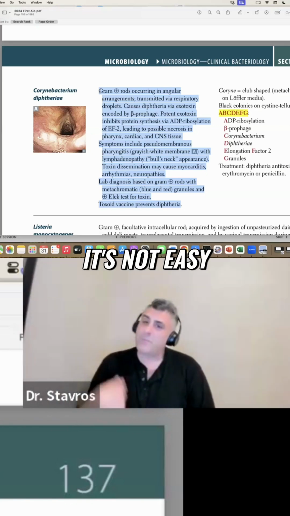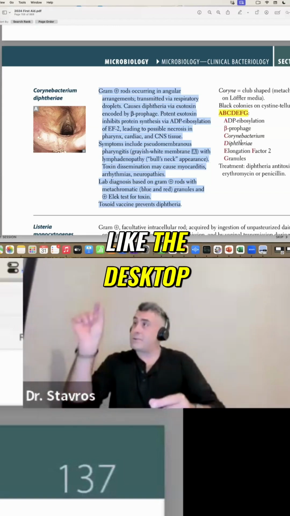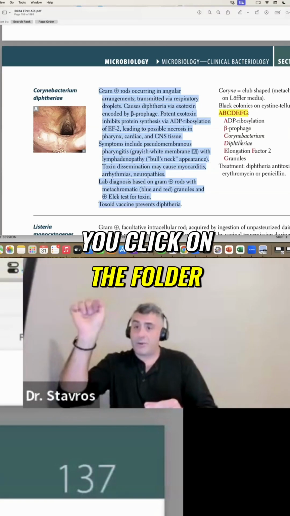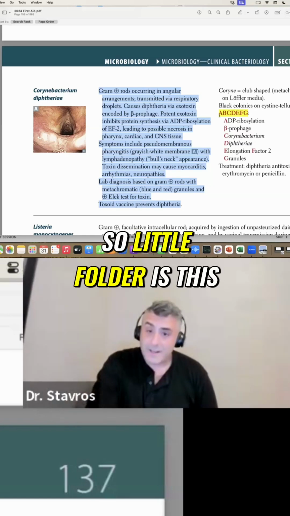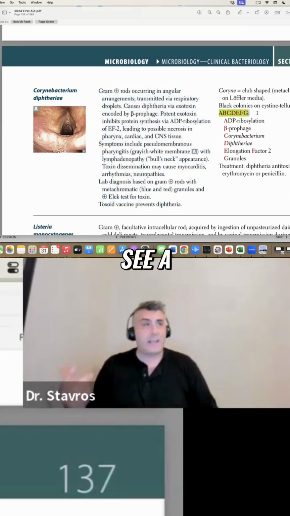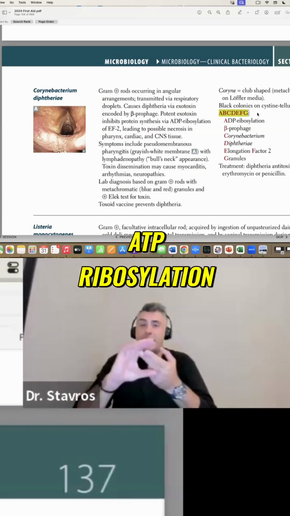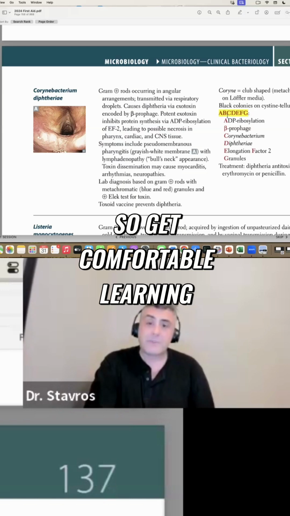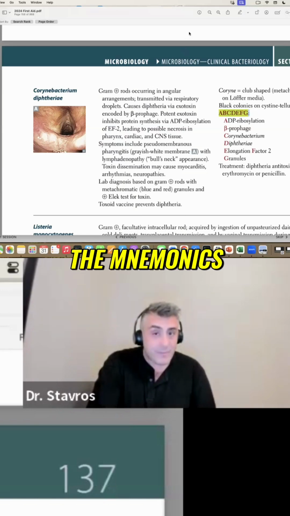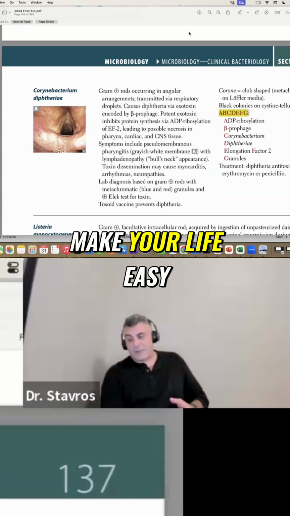It's not easy. So these mnemonics are like the little folders on your desktop. You click on the folder, and it opens up to a large file, right? So the little folder is this. And then when you see A, B, C, D, E, F, G, you think, oh, I remember, that means ATP ribosylation, beta prophage, and so on. So get comfortable learning the mnemonics. Many of you know them, some of you don't. Make your life easy, right?